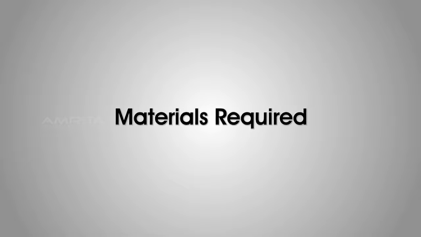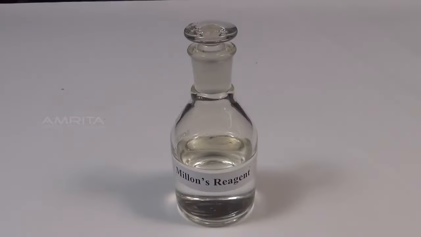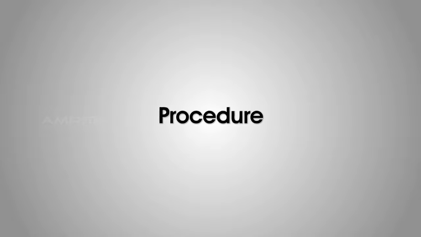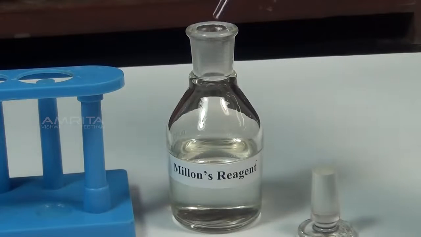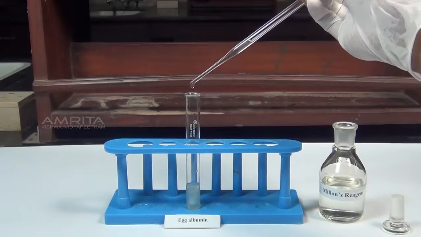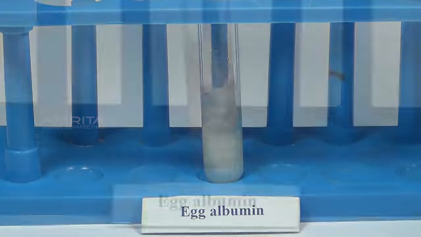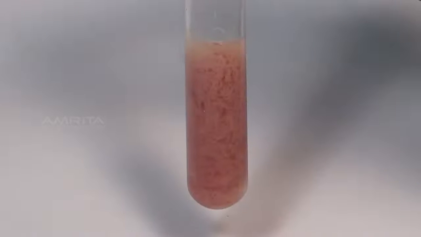Millon's Test. Materials required: egg albumin in a test tube, Millon's reagent and a dropper. Procedure: using a dropper, take a small quantity of Millon's reagent. Add a few drops of Millon's reagent to the test tube containing egg albumin. Wait for some time. Pink color appears in the test tube, which indicates the presence of protein.